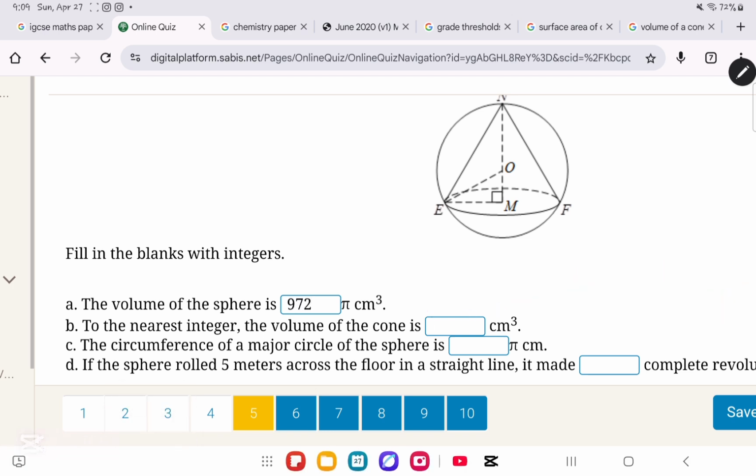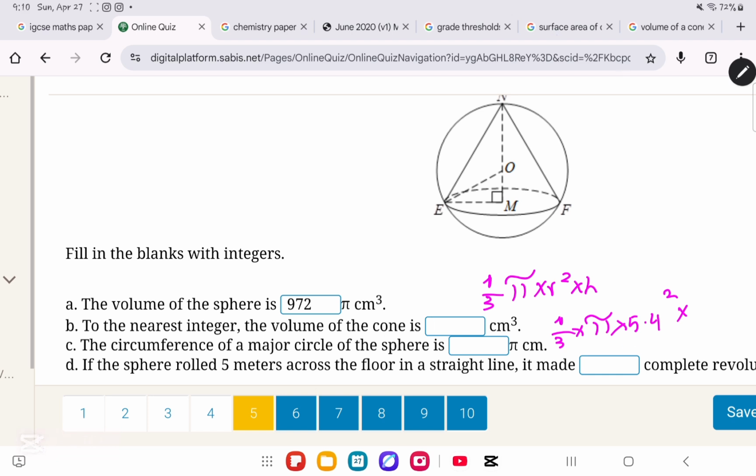For part B, they said to the nearest integer, the volume of the cone. How do we find the volume of a cone? Volume of a cone is 1 over 3 pi r squared h. So you're going to take 1 over 3 times pi times the radius, which is 5.4, squared, times the height. Radius of what, by the way? Radius of the cone. Now the height, this is something interesting.